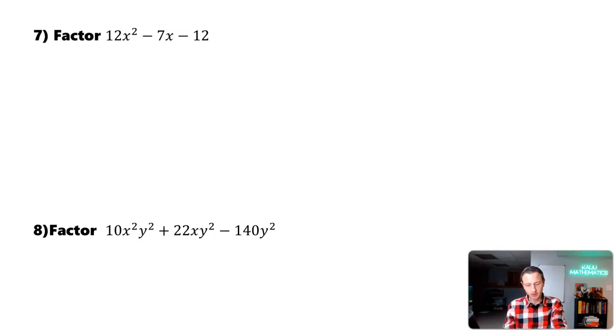Number 7. Let's go ahead and do this one. Let's see what happens here. So we do not have a GCF, so I'm going to multiply. I want two numbers that multiply to a negative 144 and add up to a negative 7. So two numbers that multiply to a negative 144 and add up to negative 7.